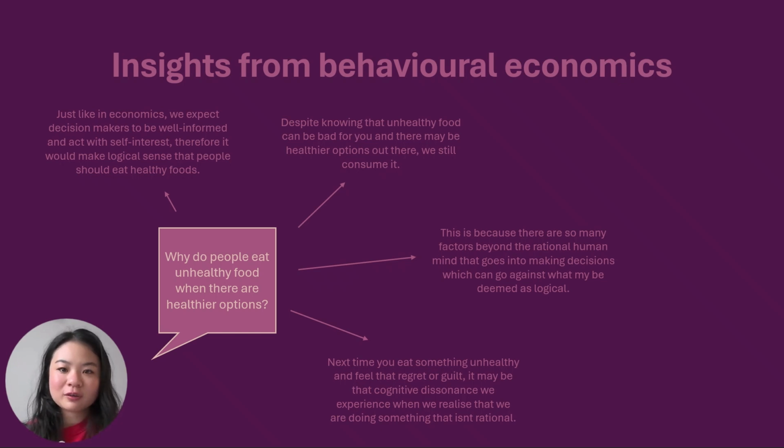From fast food to sugary sweets, people eat food that is deemed unhealthy, despite knowing that there may be healthier options out there. This is because there are so many factors beyond the rational human mind that go into making decisions, like our human emotions and our cognitive biases and social norms that can go against what may seem logical. So, next time you eat something unhealthy and feel that regret or guilt, aside from those caused by stomach troubles, it may be that cognitive dissonance we experience when we realize that we are doing something that isn't rational. But that is completely okay because unhealthy food in moderation is okay.